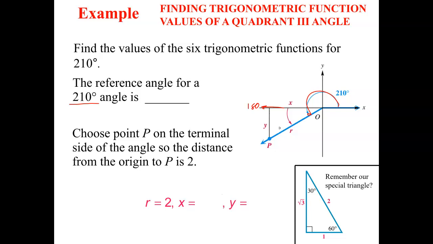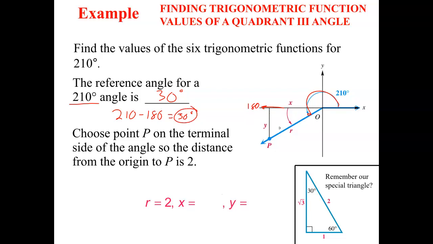How'd you get 30? 210 minus 180. 210 minus 180 gives me my 30 degrees. So my trig functions for 210 degrees are going to be the same numbers as my 30 degrees.